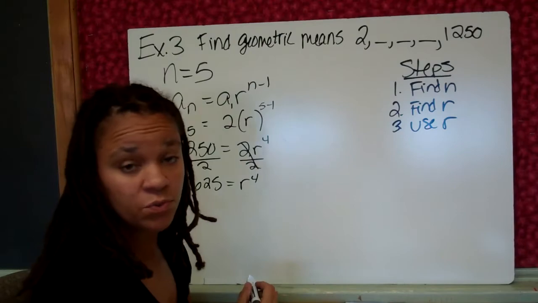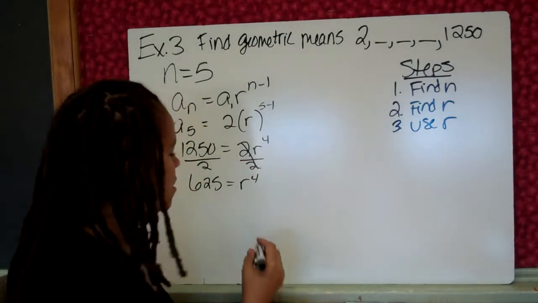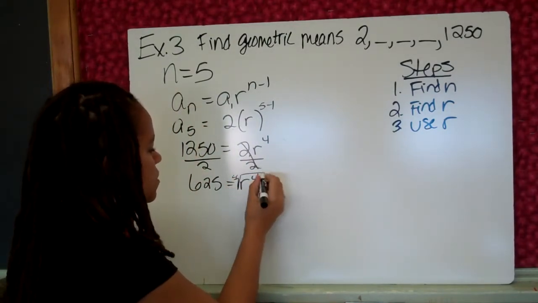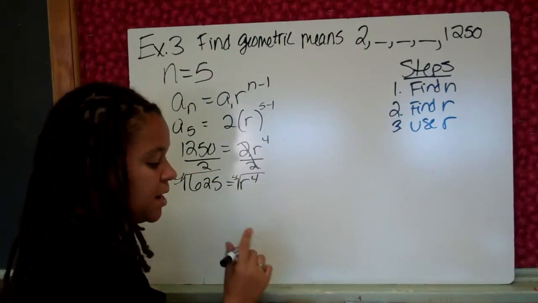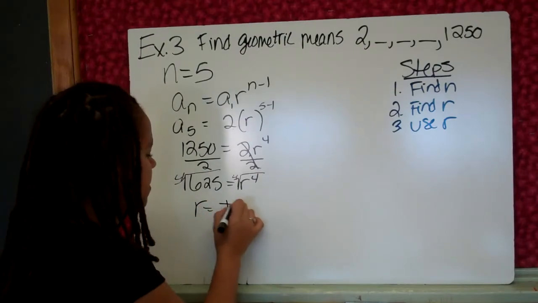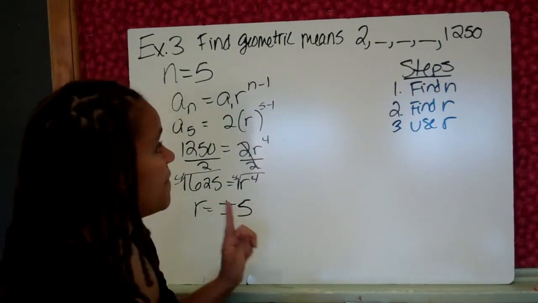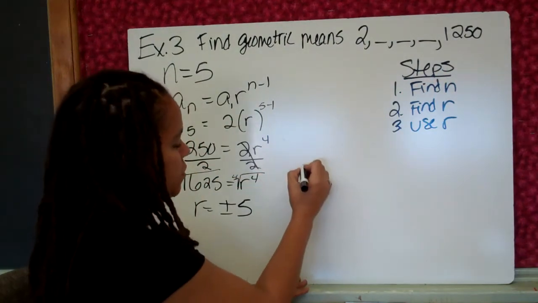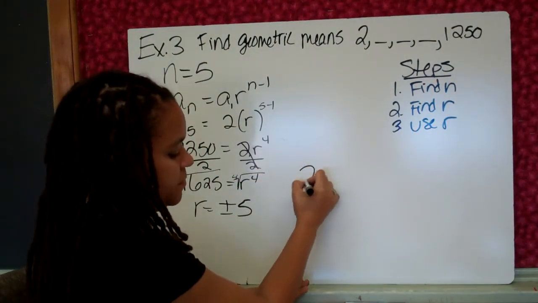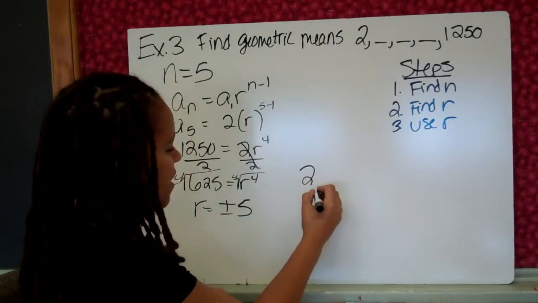And we need to take the 4th root. You can use your calculator to do this. So you take the 4th root. And because it's an even root, we need to have plus or minus. So r is going to be plus or minus 5. That means there's actually two possibilities. We could have, if we add 5 to each time, we would have times 5.